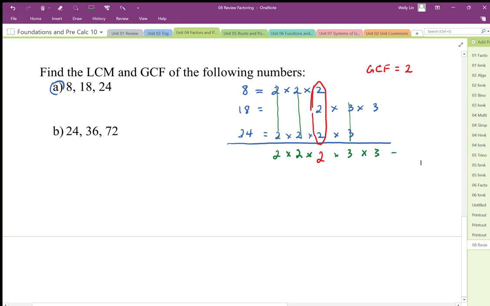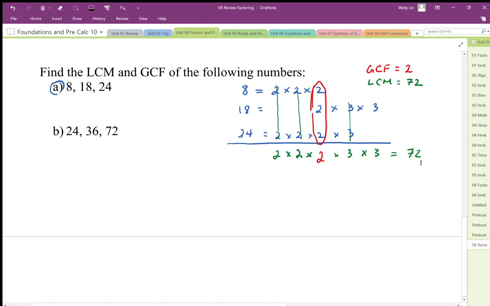And multiplying these all together gives us the lowest common multiple. So 2 times 2 times 2 times 3 times 3, that's going to give us 72. So the lowest common multiple is equal to 72. For A, between 8, 18, and 24, if we skip count from 8, 18, and 24, the first multiple that is common to all three would be 72.